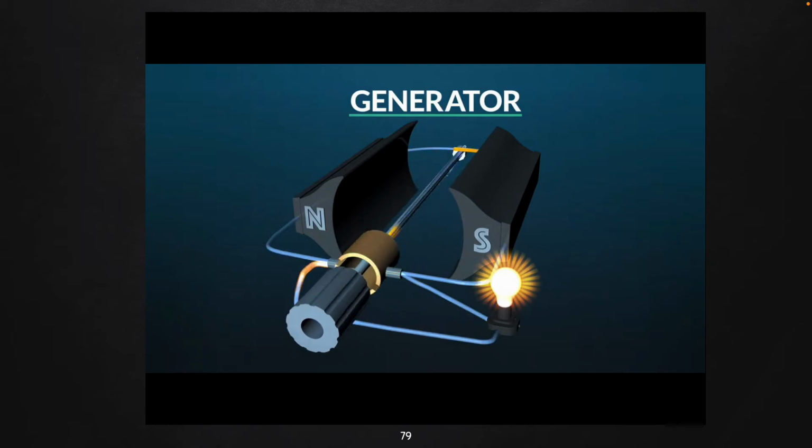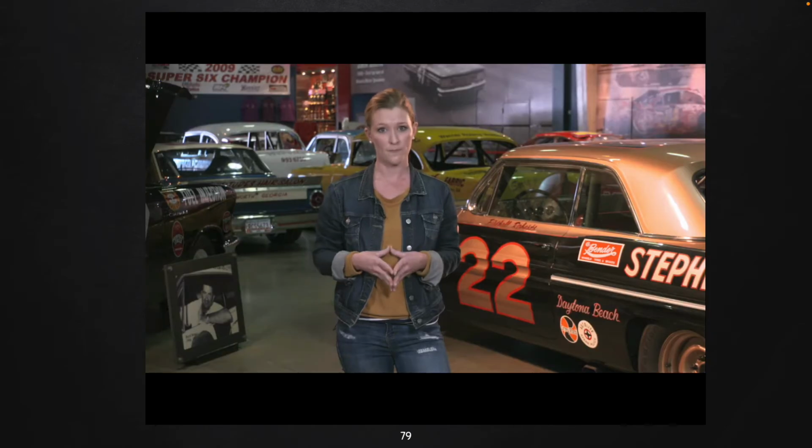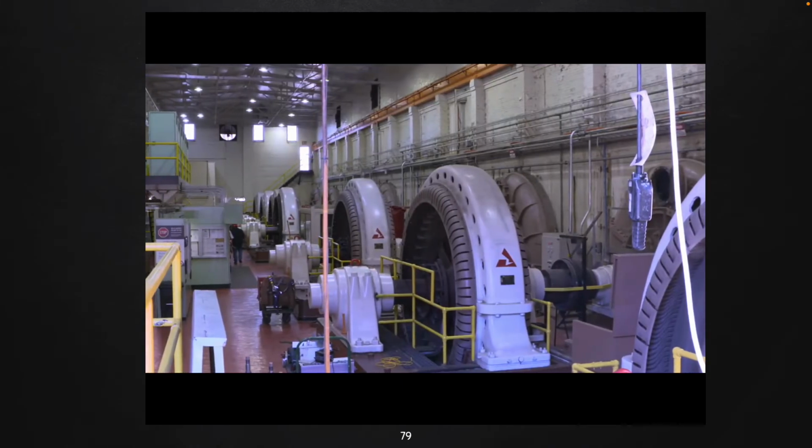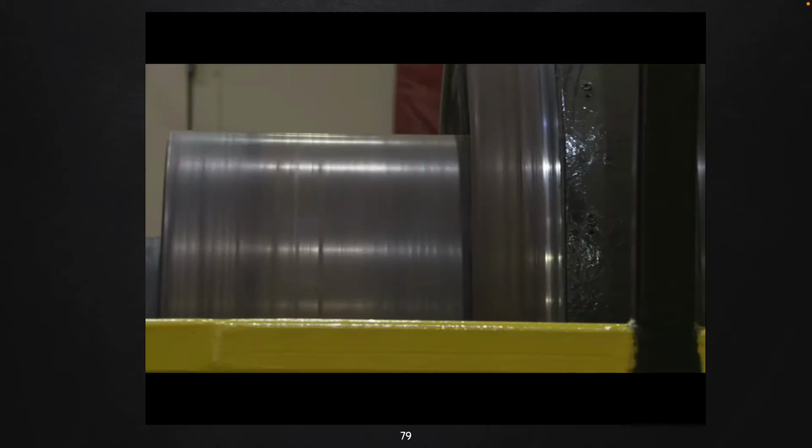There are many different kinds of generators, but they all follow the same principle, taking mechanical energy and turning it into electrical energy. So question, between motors and generators, which one do you think supplies electricity to your home? That would be a generator. So a power plant consists of an electrical generator.